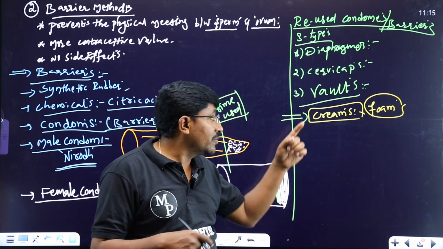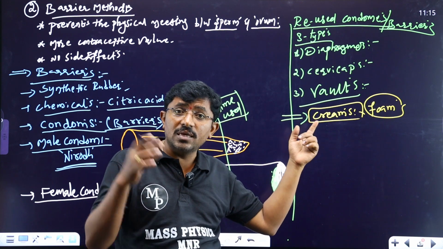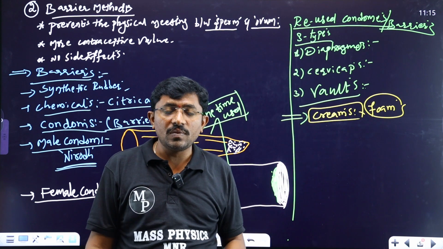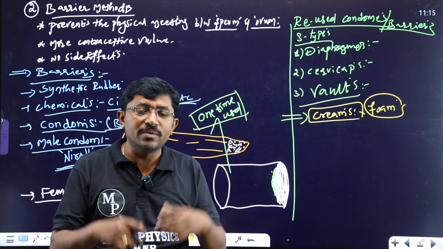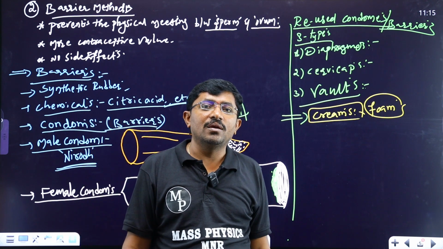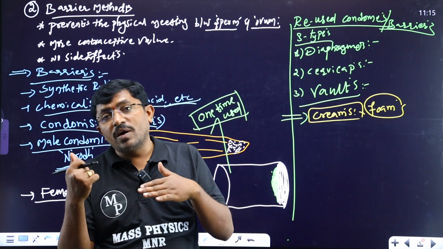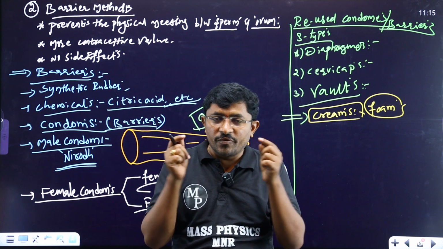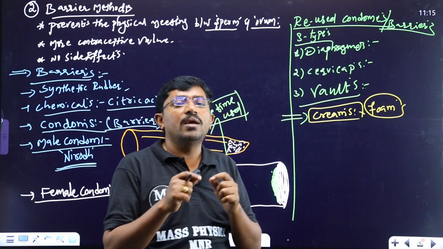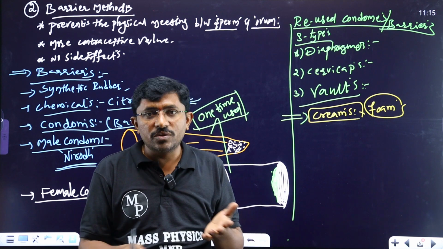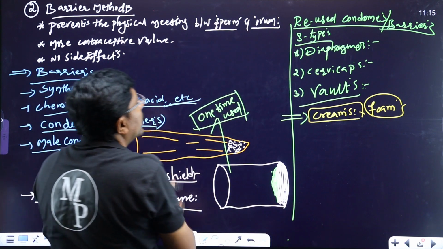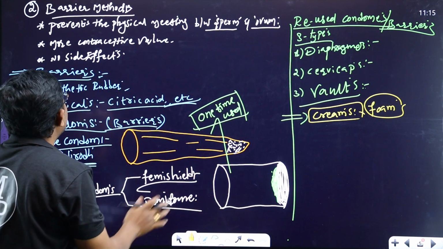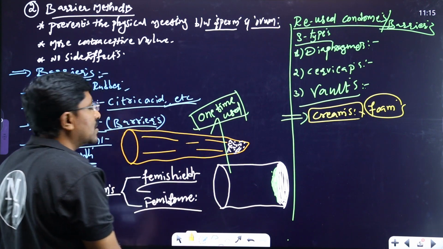When the sperm is mixed with this cream or these chemicals, the sperm will die. Once the sperm is dead, it does not reach the fallopian tube, so there is no fertilization within the fallopian tube, and without fertilization there is no chance for that woman to conceive. These are the important points regarding creams. These are the barrier methods.